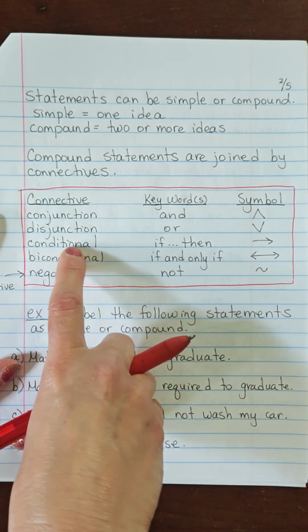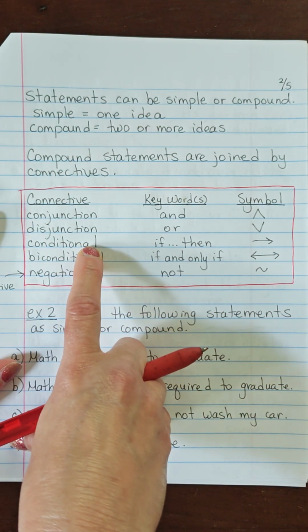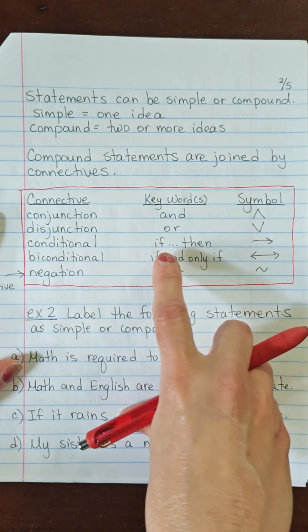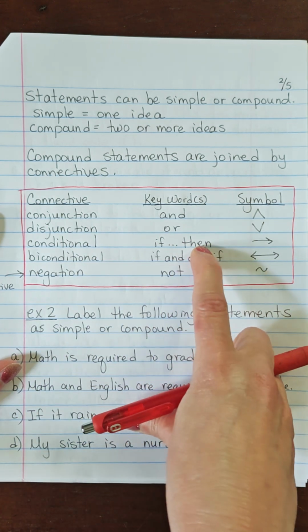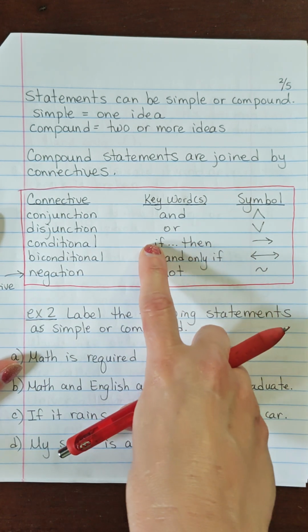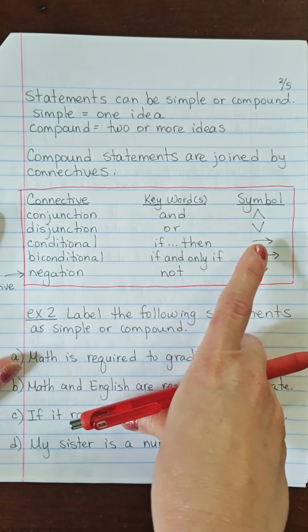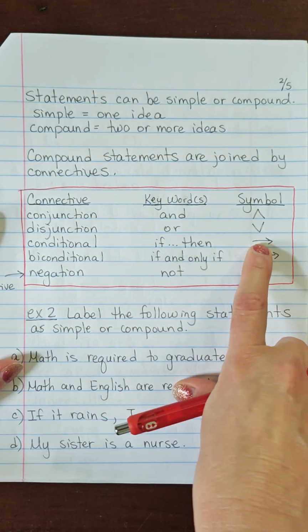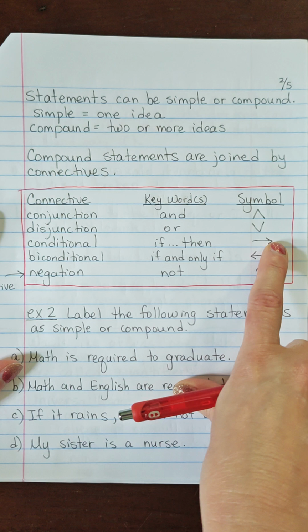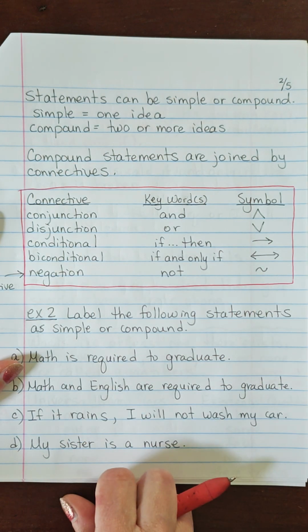Next up, we have a conditional connective. The conditional is associated with the keywords if, then. So if this happens, then this is your result. And its symbol is going to be this one-sided or one-directional arrow.